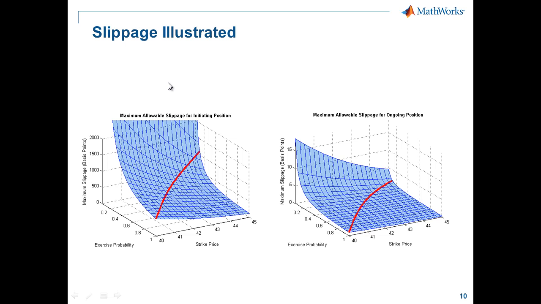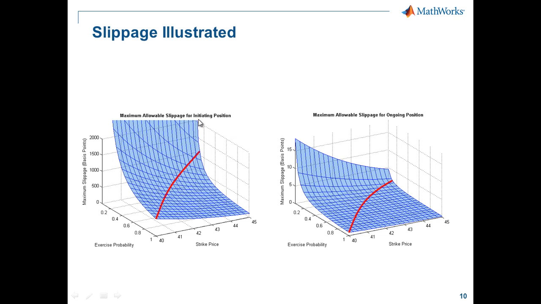This shows slippage for the two different types of cases, one for the initiating position and one for the ongoing position. This is a plot where the stock price when the call was written is 40, and so you're seeing strike prices that go from at the money to out of the money. And you see on this axis the exercise probabilities, and at 1 that means 100% chance that the option is exercised when it gets at or in the money, and then it goes down gradually to 0, which would mean that there's no chance of exercise prior to expiration.